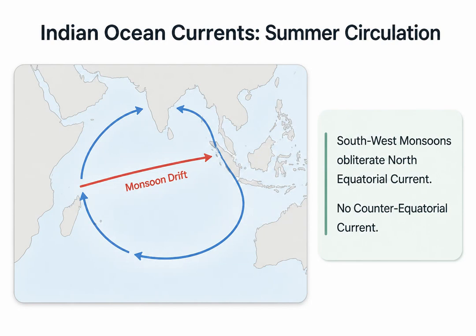But in the summer, everything changes. The strong southwest monsoon winds completely obliterate the north equatorial current. Instead, a strong current flows from west to east. Because the westward flow is destroyed, there is no counter-equatorial current during the summer either. The entire water circulation in the northern part of the Indian Ocean reverses to a clockwise direction. This seasonal reversal is a defining characteristic of the Indian Ocean.